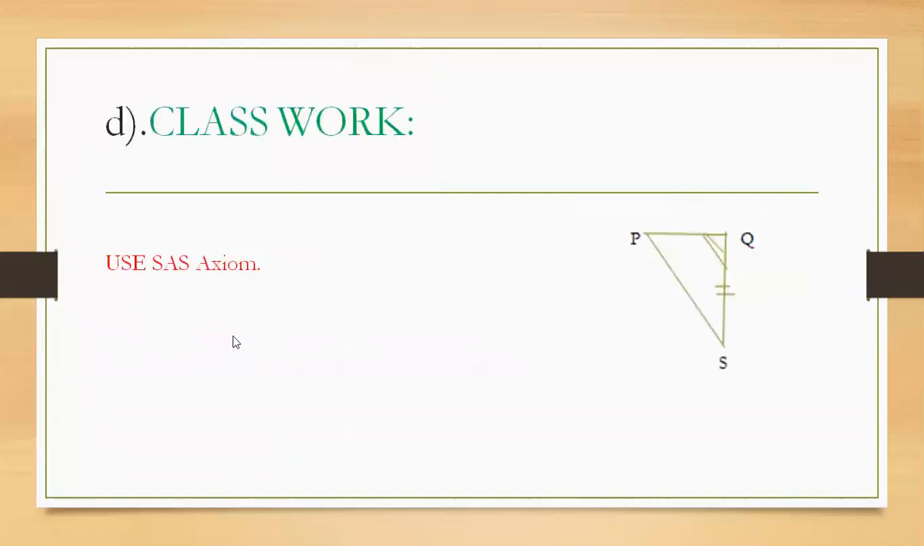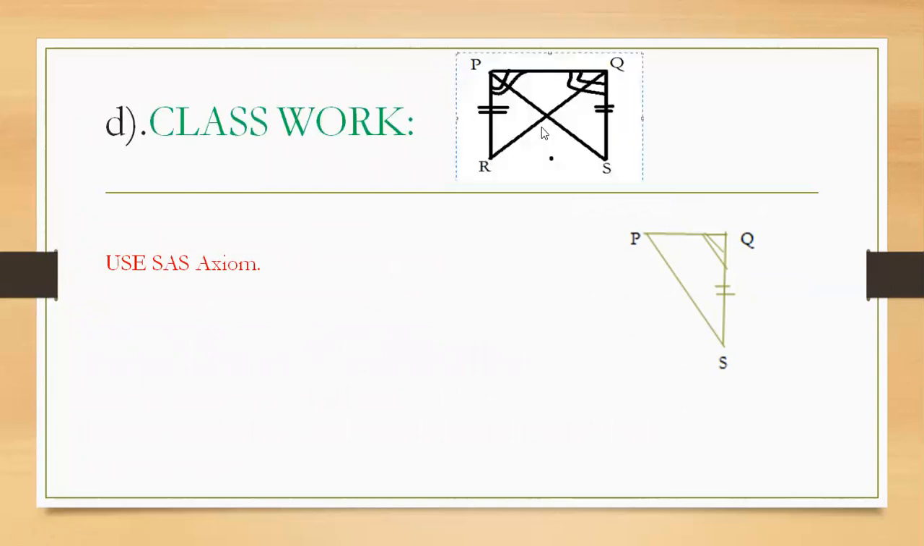Next one, this is the classwork for you. This is the figure, okay, a combined figure given here. When you separate this combined figure, look, this double line with these two angles are equal, and this double line with these two sides are equal, and one common side is PQ. When you separate these two figures, you will have figures like this. Two separate figures will be like this, and we can prove these two triangles congruent by using the SAS axiom.